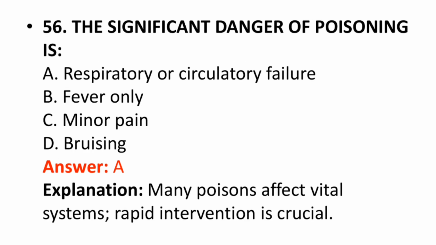The significant danger of poisoning is option A, respiratory or circulatory failure. Option B, fever only. Option C, minor pain. Option D, bruising. The correct answer is option A, respiratory or circulatory failure. Many poisons affect vital systems. Rapid intervention is crucial.